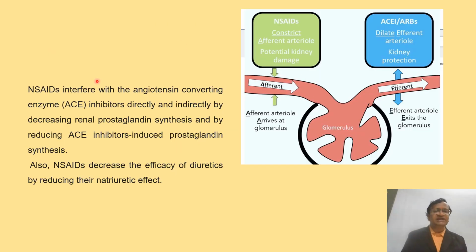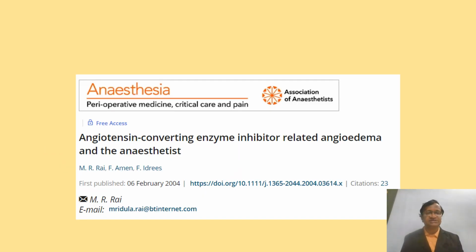Now we have already said NSAIDs do interfere. This is because NSAIDs constrict the afferent arterioles that arrive at the glomerulus, whereas ACE inhibitors dilate them. So if blood is not coming, what is the use? That is the problem. That is why NSAIDs are antagonistic to the efficacy of ACE inhibitors. Yes, this is about anesthesia problems. We need to start immediately after the operation.